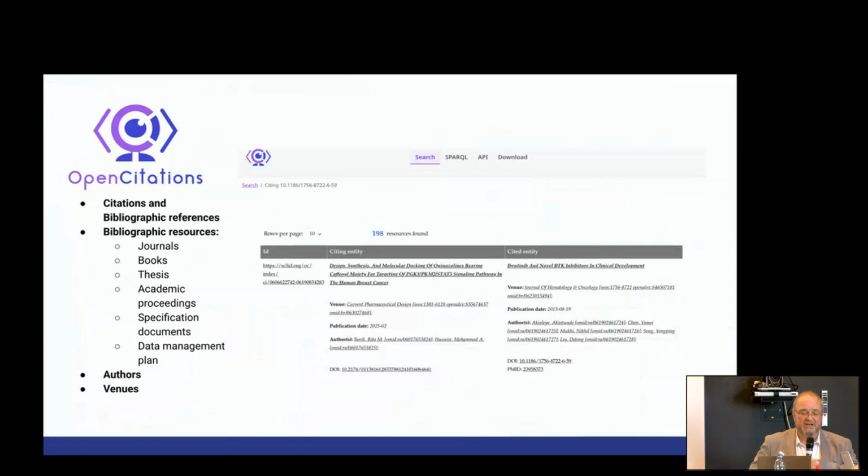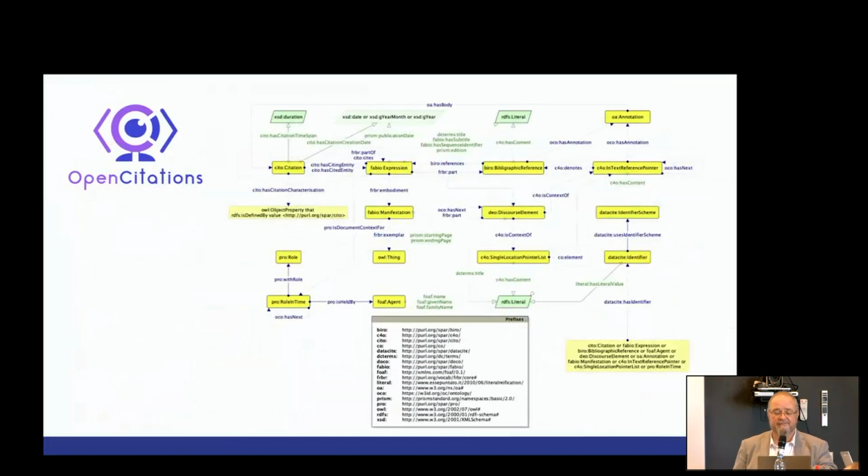OpenCitations is about citations and bibliographic references. Initially, they had two knowledge graphs, one on the bibliographic references, so basically the publications and the metadata associated with them, and another one that contains the citations. Of course, there is information about authors, venues, when it was published, conferences, and so on. Then they worked to harmonize the two knowledge graphs, and they have a proper ontology that is shown here.